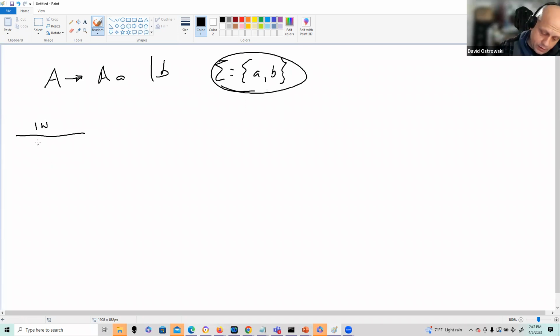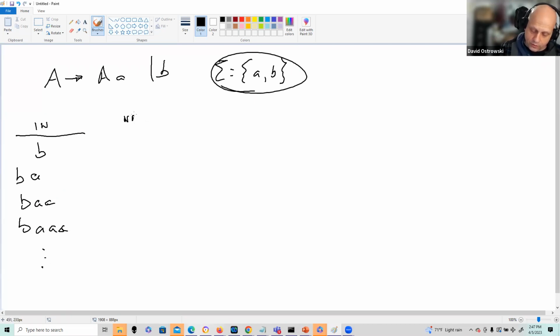I would have a B, obviously. I can go with A to a B. But I can go to any number of A's after the B, because I would generate the A's first, and then the A would go to B. So I have a BA, I have a BAA, BAAA, so on and so forth.